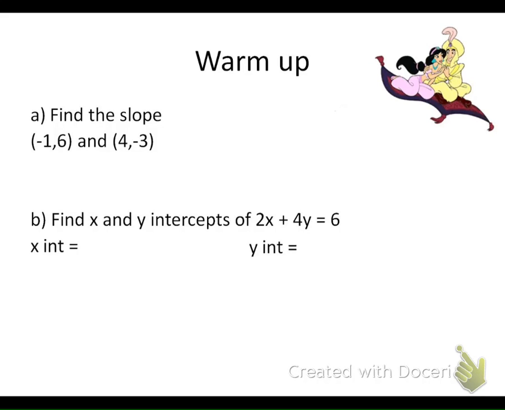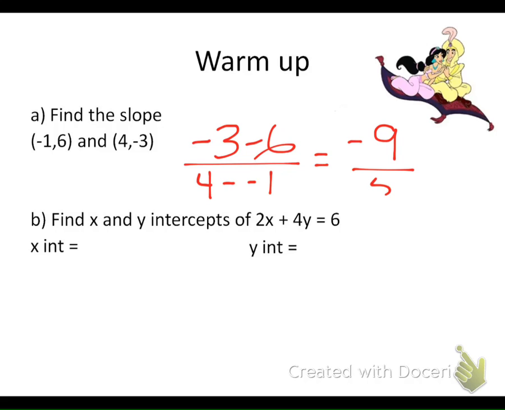All right, how do we start the warm-up? Part A. Find the slope. How do you find the slope? Negative 3 minus 6. Good. Subtract the y's. Subtract the x's. Good. I'm getting negative 9 over 5. That does not reduce. We are done.